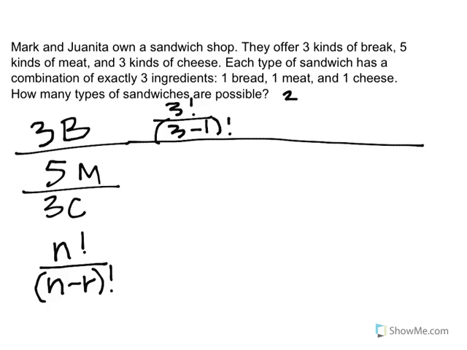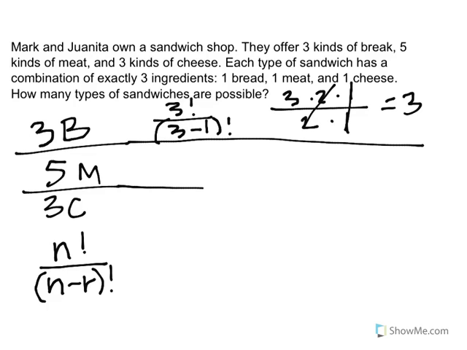So we have 3 times 2 times 1 over, well, 3 minus 1 is 2, and 2 factorial equals 2 times 1. Here we can cross cancel out: 1 divided by 1, and the 2 divided by 2. That leaves us with 3.